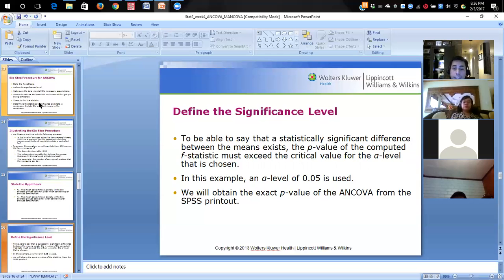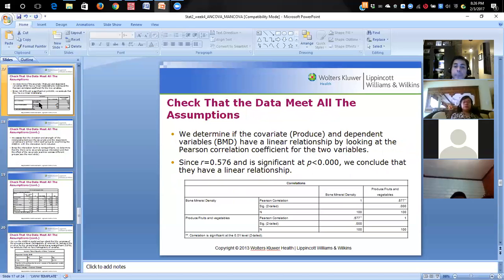And then we will obtain the exact p-value of the ANCOVA from the SPSS printout. So here is the printout. One of the assumptions for ANCOVA is that the covariate is correlated and has a linear relationship with the dependent variable. So let's go to our SPSS.